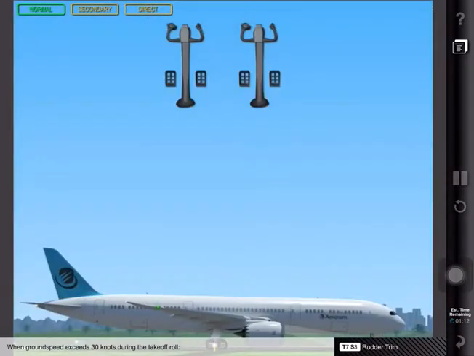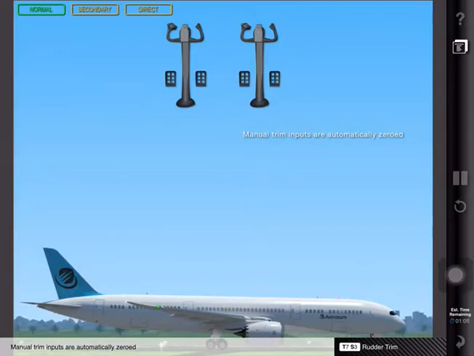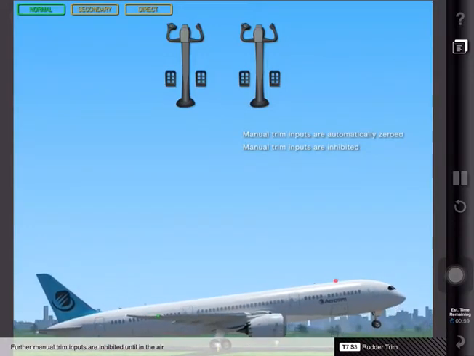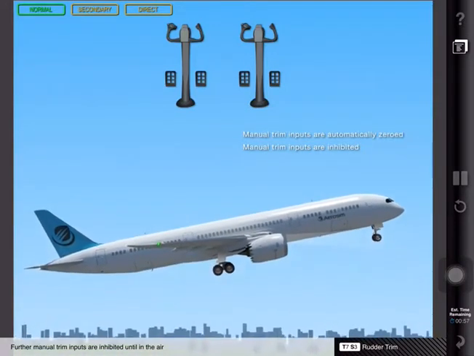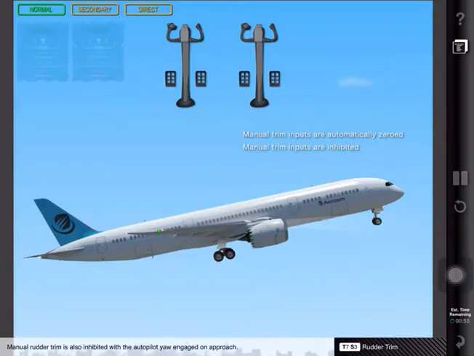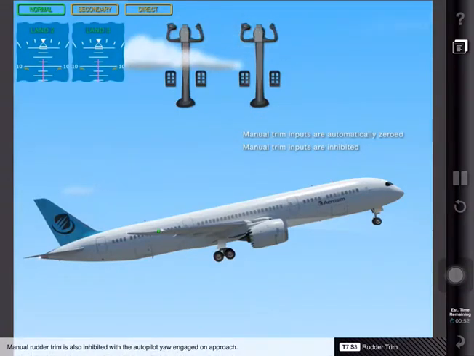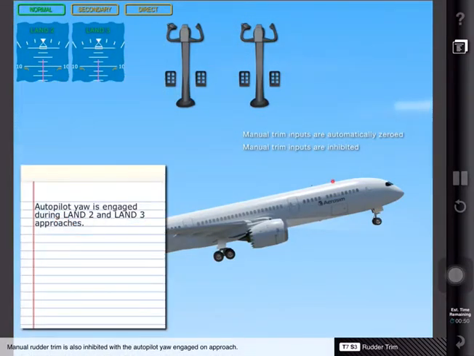When ground speed exceeds 30 knots during the takeoff roll, manual trim inputs are automatically zeroed, and further manual trim inputs are inhibited until in the air. Manual rudder trim is also inhibited with the autopilot yaw engaged on approach.